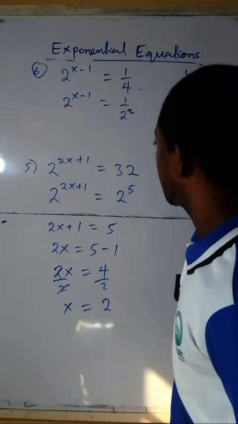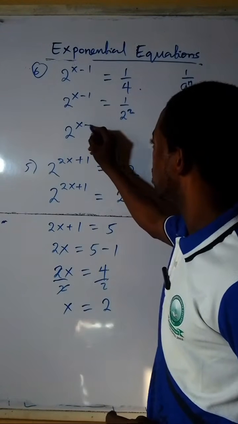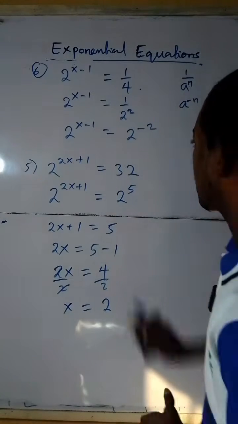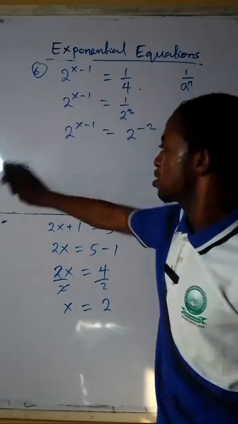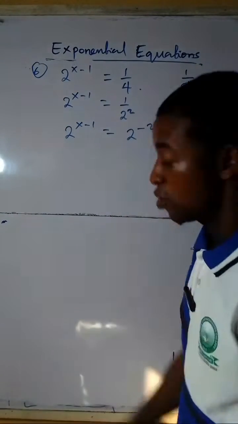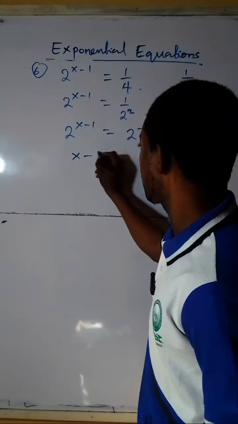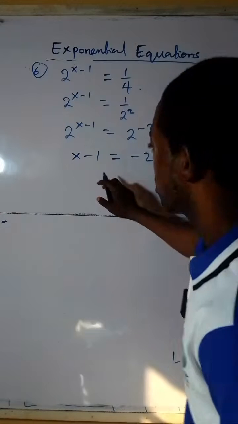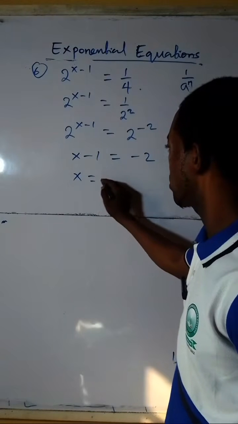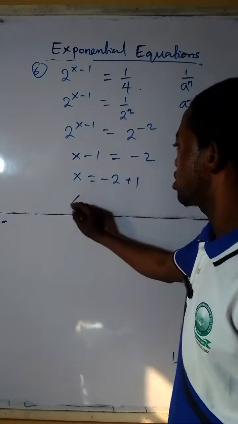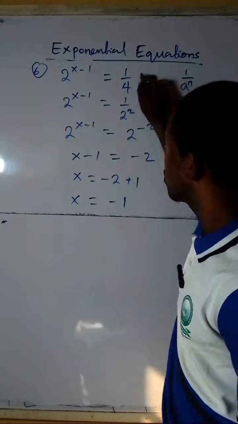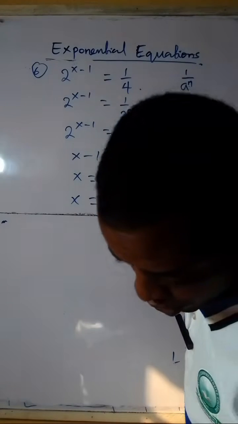And when we follow this now, it implies we have 2 raised to power x minus 1 equals 2 raised to power minus 2. And the bases are now equal, so we equate the power. Then this becomes x minus 1 equals minus 2. So we need to take minus 1 to the right hand side to become plus, and we have x equals minus 2 plus 1. That is x equals minus 1. So minus 1 here is the solution to this particular exponential equation.